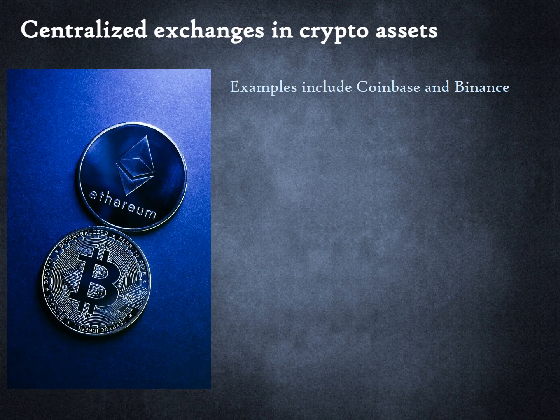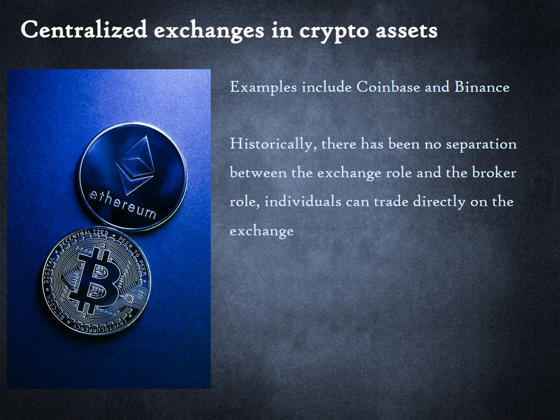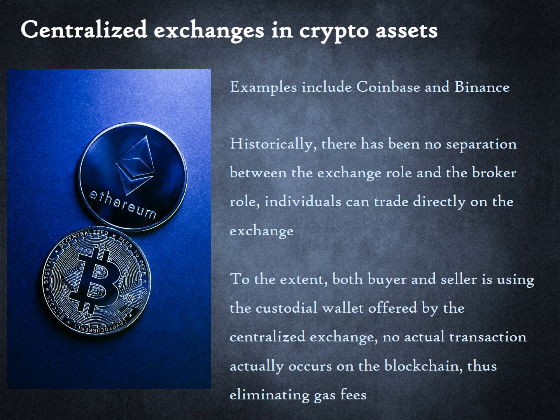Examples of centralized exchanges in the crypto world are Coinbase and Binance. Historically, there has been no separation between the exchange role and the broker role. Individuals can trade directly on an exchange. Additionally, to the extent both buyer and seller are using the custodial wallet offered by the centralized exchange, no actual transaction occurs on the blockchain, thus eliminating gas fees.